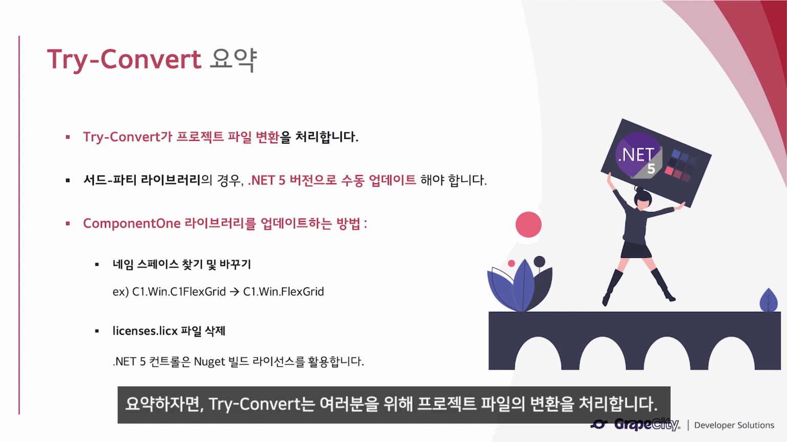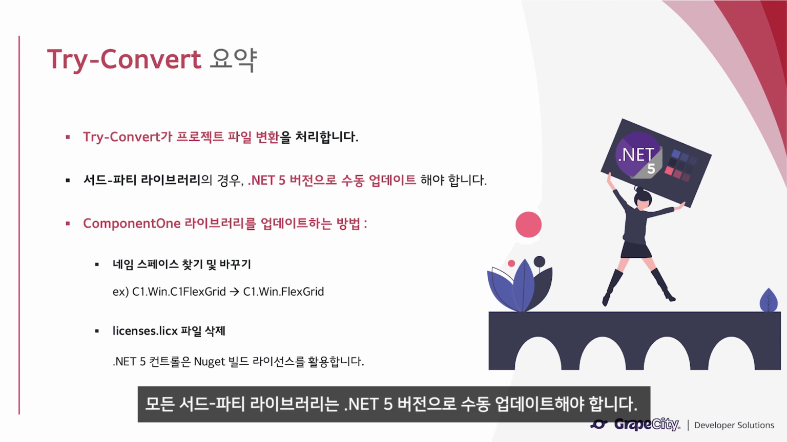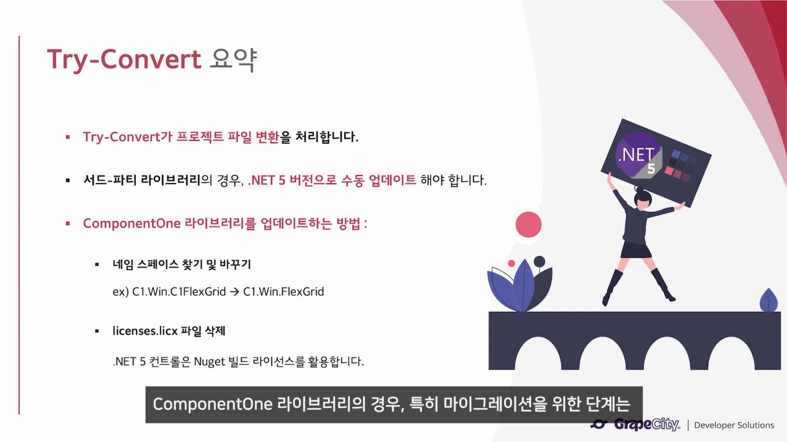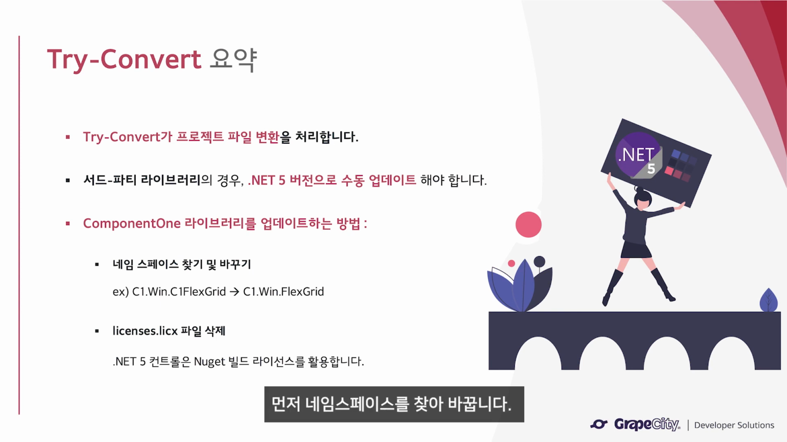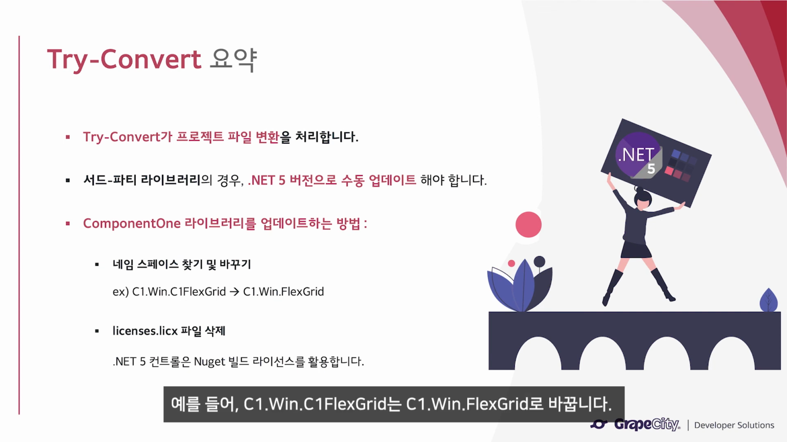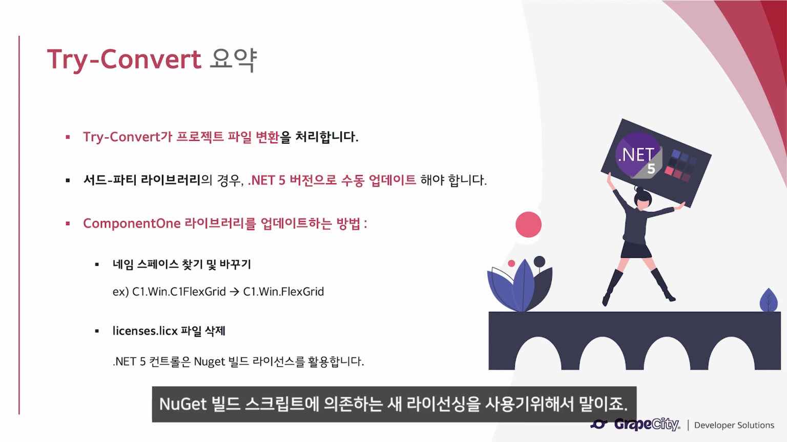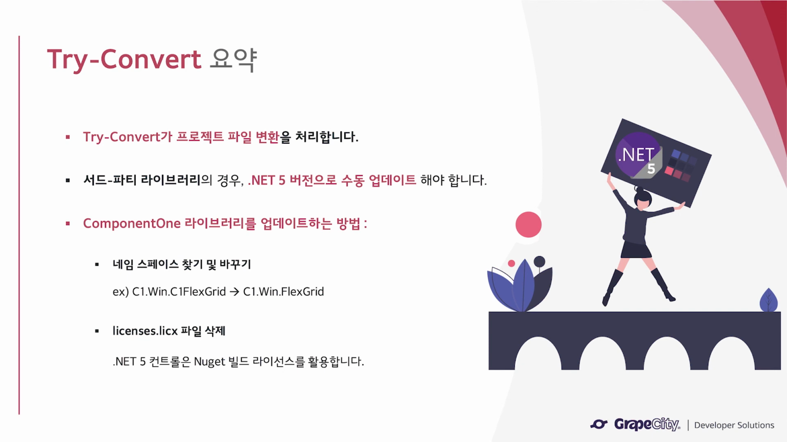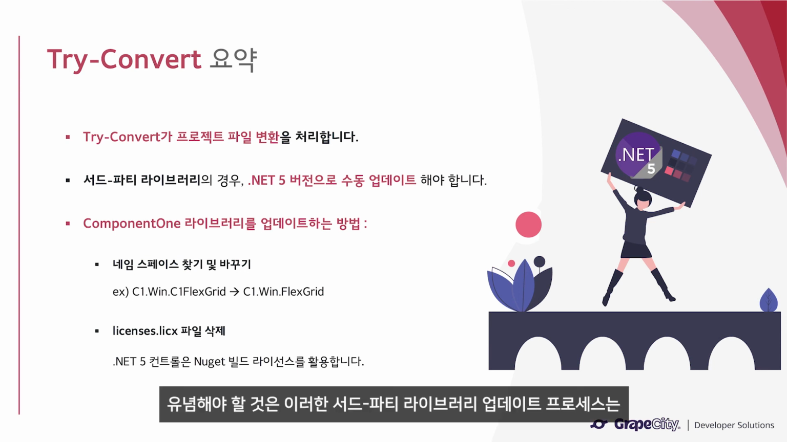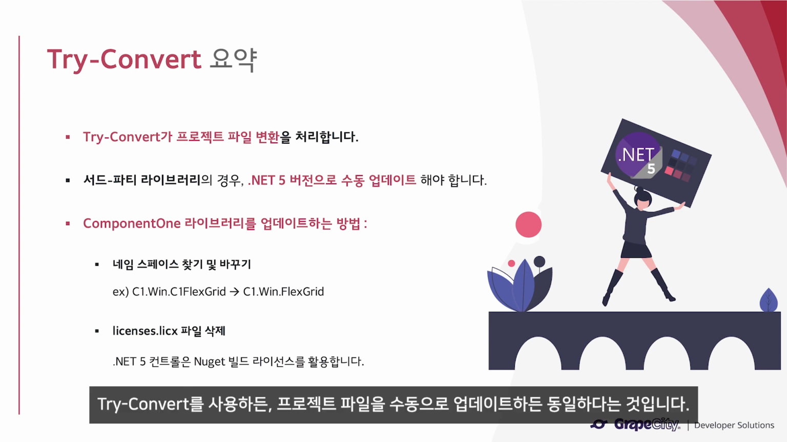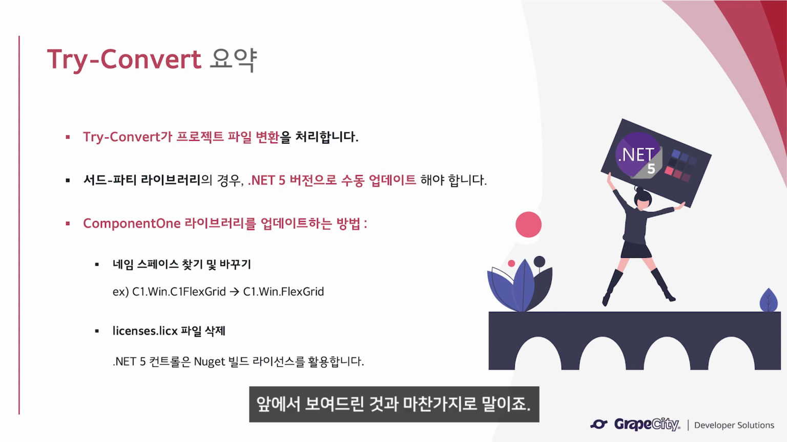So to recap, try-convert will handle converting the project file for you. You need to manually update all third-party libraries to the .NET 5 versions. For ComponentOne libraries specifically, the steps to migrate are find and replace the namespaces, like C1.Win.C1FlexGrid to C1.Win.FlexGrid. Also, you can remove the licenses.licx file to use the new licensing that depends on NuGet build scripts. Also, keep in mind that this process to update third-party libraries is the same whether you use the try-convert tool or if you manually update the project file as I demonstrated earlier.